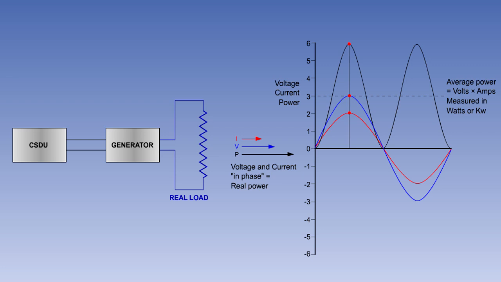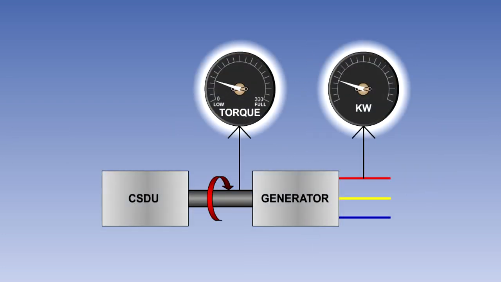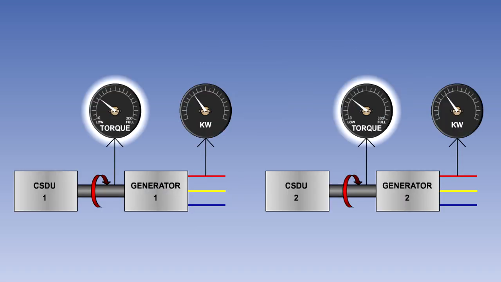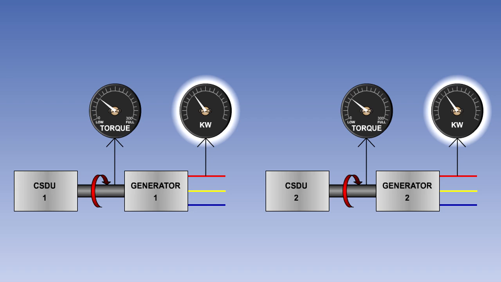Real power is the work being done by the generator in supplying the various resistive electrical services. It is the product of the in-phase current and voltage, and it is measured in watts or kilowatts. Real load is directly related to the mechanical effort or torque required to drive the generator by the engine through the CSDU. If the torque required to drive each of the generators connected in parallel is equal, then the real load on each generator, or the real power produced by each generator, will be the same. Real load sharing is achieved by controlling the CSDUs and adjusting the torque at their output shafts so that all parallel generators are experiencing the same torque.